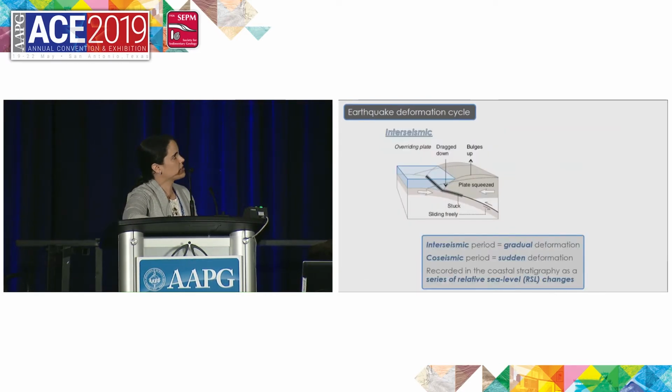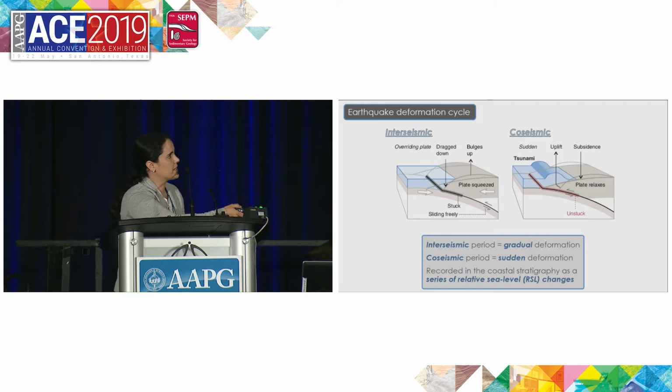So how do we get these records of earthquakes and tsunamis in the coastal stratigraphy? It all starts with the earthquake deformation cycle, which is characterized by a period of interseismic strain accumulation, which you can see here. So we have our downgoing oceanic plate and our overriding continental plate. In the interseismic period, this is stuck, and it's accumulating strain, which is causing deformation both offshore, which is pulling the plate down, and onshore, which is slowly bulging the plate up.